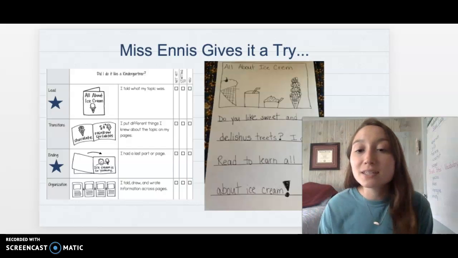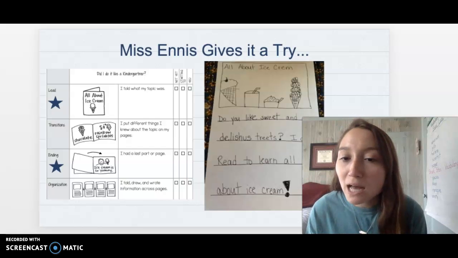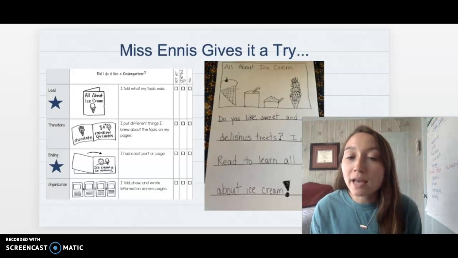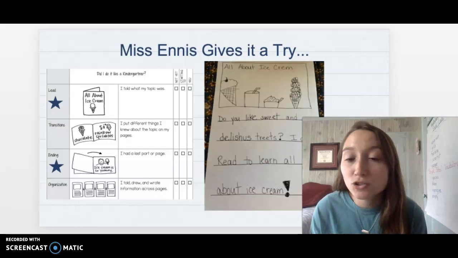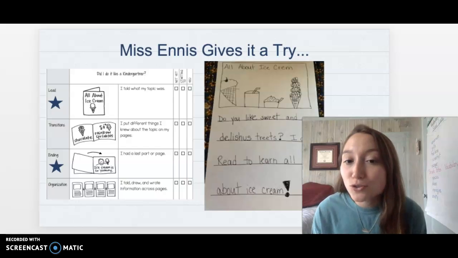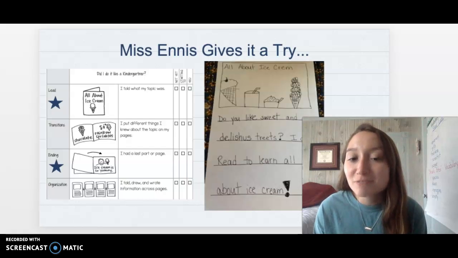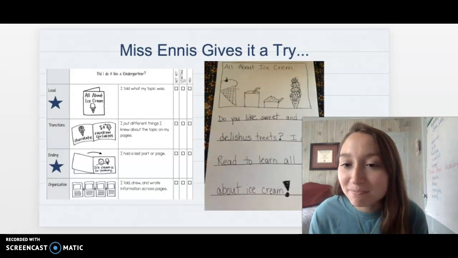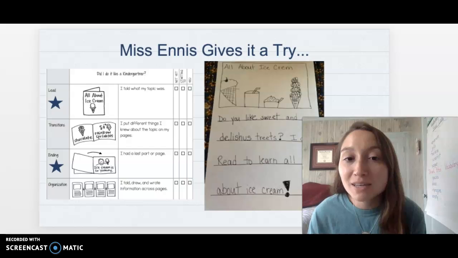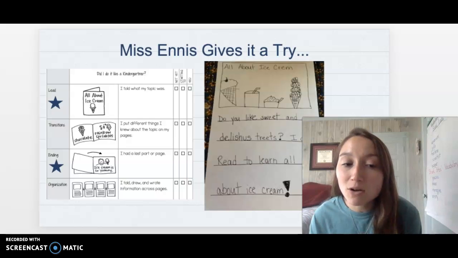So Miss Ennis decided to give writing a lead a try for my ice cream writing. So remember, I was writing all about ice cream. And I decided I was going to try to write a lead to get my readers excited. So first, I want to tell them all about the topic. So I decided to start it out, Do you like sweet and delicious treats? I do. Read to learn all about ice cream. So I gave myself a star for adding a lead because I told what my topic was and I tried to get my reader interested in reading my all about book.